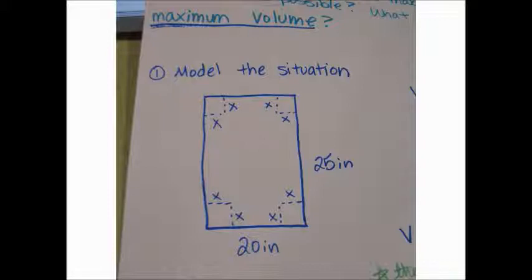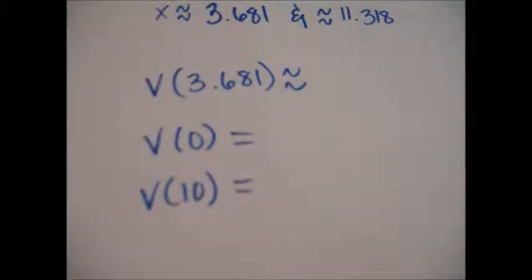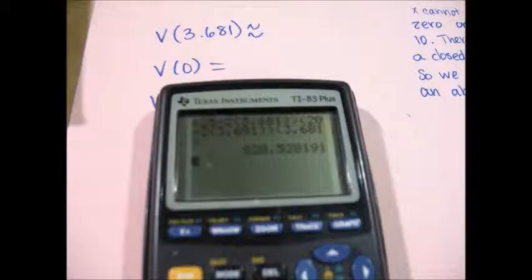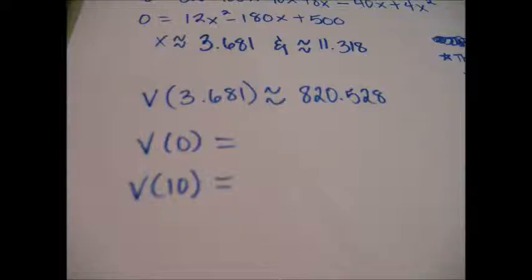So this is our situation, testing the values. We won't test the 11.318 value because it's not within our domain. So we're going to test the one critical value, 3.681, and our endpoints on our closed interval, 0 and 10. We plug it into our original volume formula because we're finding an absolute, and that's how you find an absolute on a closed interval. So plugging in 3.681, I got this in the calculator, and it's approximately 820.528, again rounding to 3 decimal places.